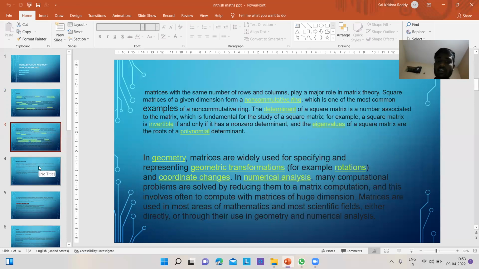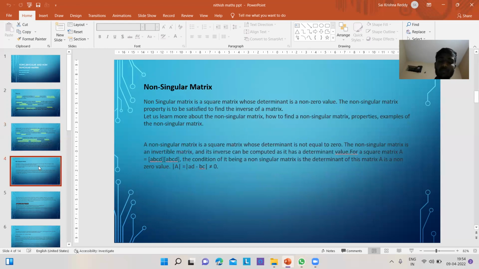In geometry, matrices are widely used for specifying and representing geometric transformations and coordinate changes. In numerical analysis, many computational problems are solved by reducing them to a matrix computation, and this often involves computing with matrices of huge dimension. Matrices are used in most areas of mathematics and most scientific fields, either directly or through their use in geometry and numerical analysis. Non-singular matrix.